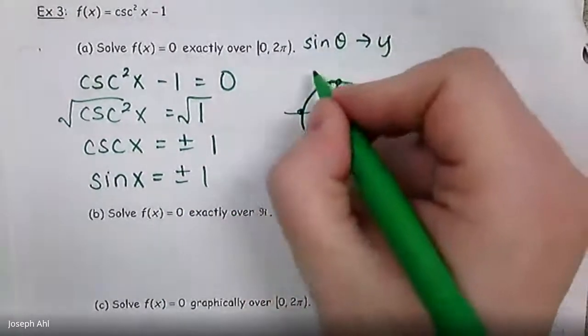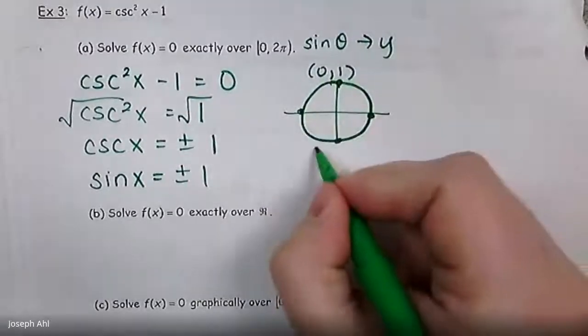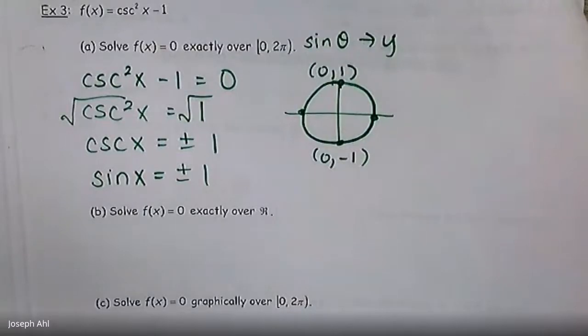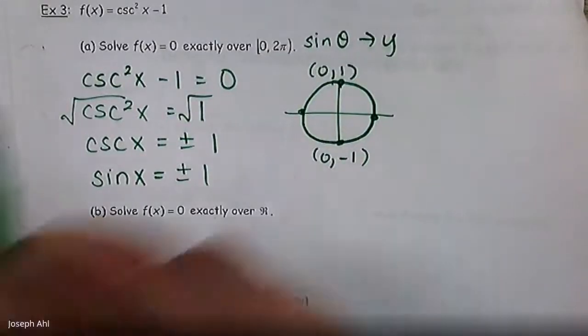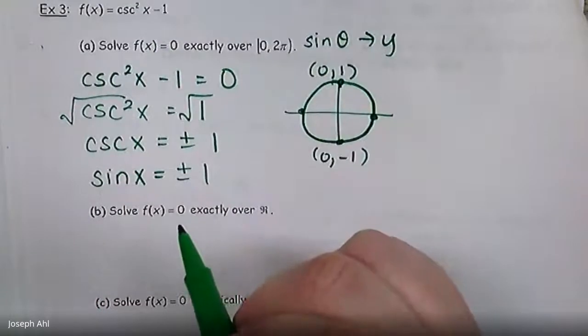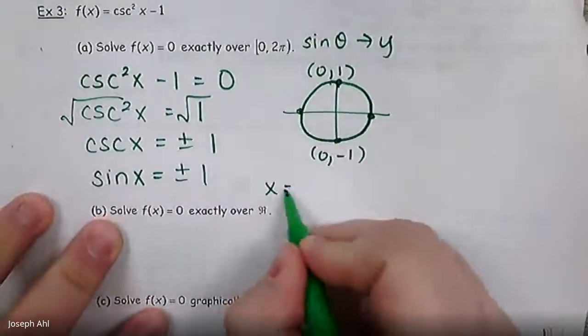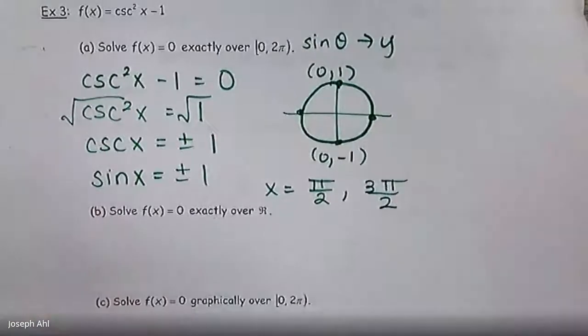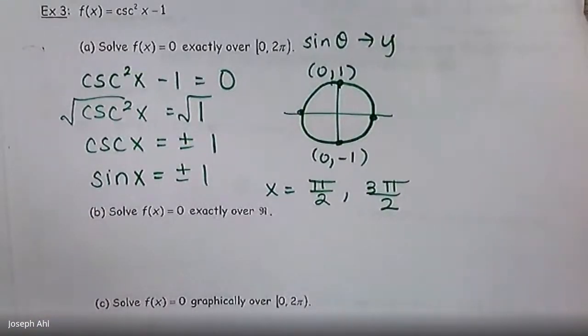on the unit circle? And it turns out that that happens up at the top point and then down at the lower point here. Well, those coordinates correspond with specific angles. What are those angles in radians? It turns out that the two solutions here are at pi over 2 and 3 pi over 2 in radians. Those are the only two solutions we're going to get.